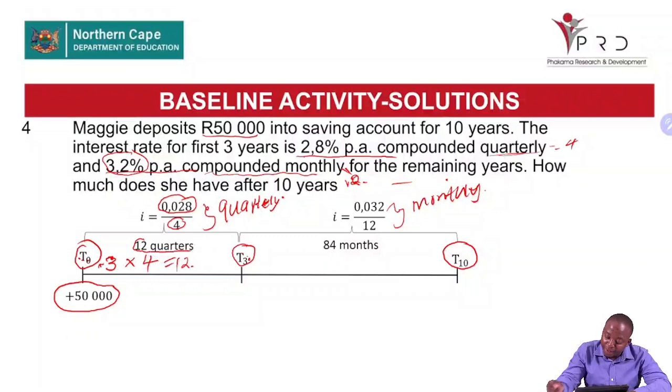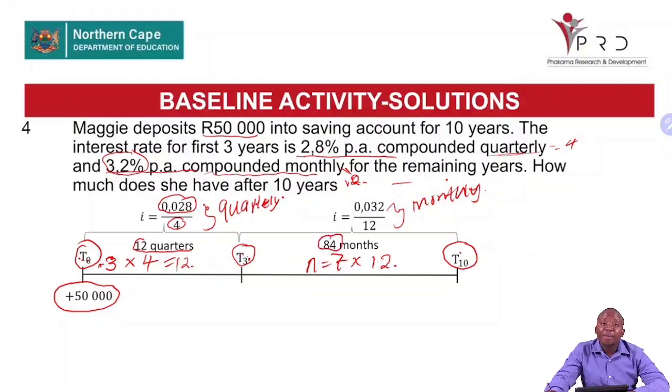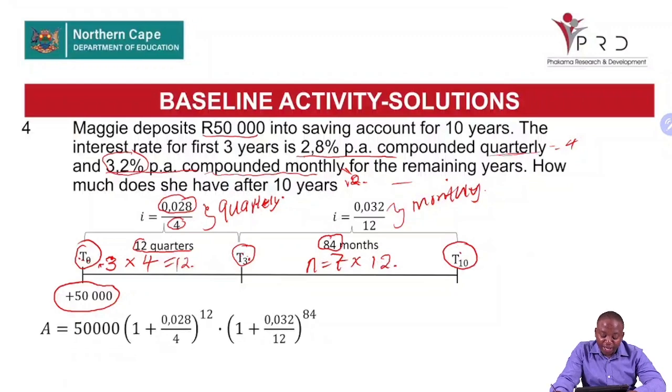Then we proceed to check how n is affected on this side. n is affected from T3 to T10. How many years do we have there? It's 7. Multiplied by the compounding period. The compounding period from T3 to T10 is how much? It is 12, as we are compounding monthly. So we'll multiply 7 by 12 and we get 84 months. Now we plug everything in the formula. We are saying, because now we are talking about the change in interest rates.